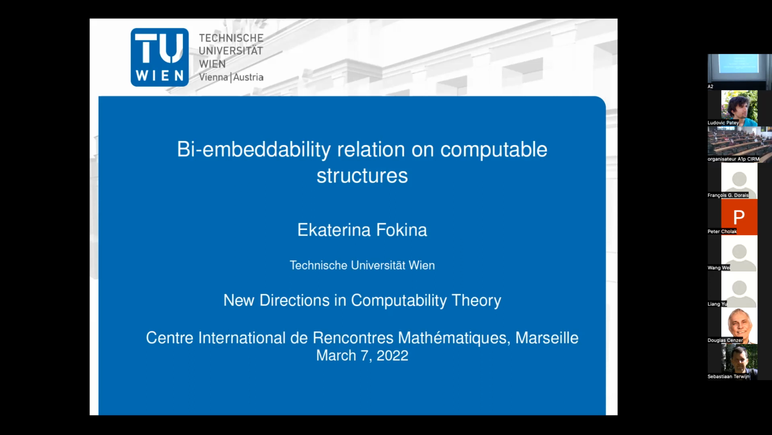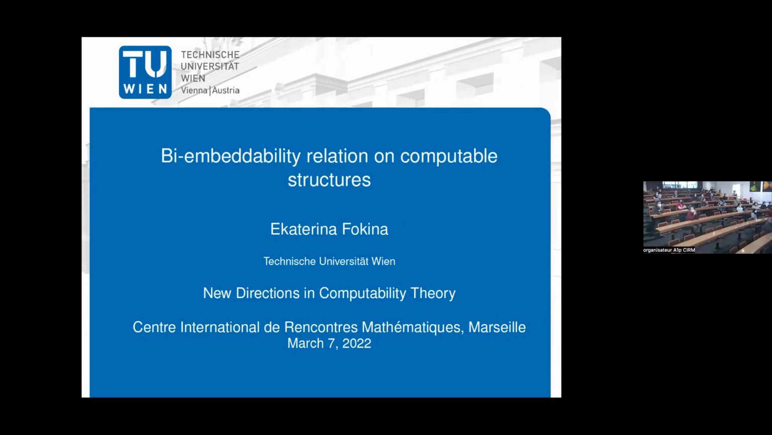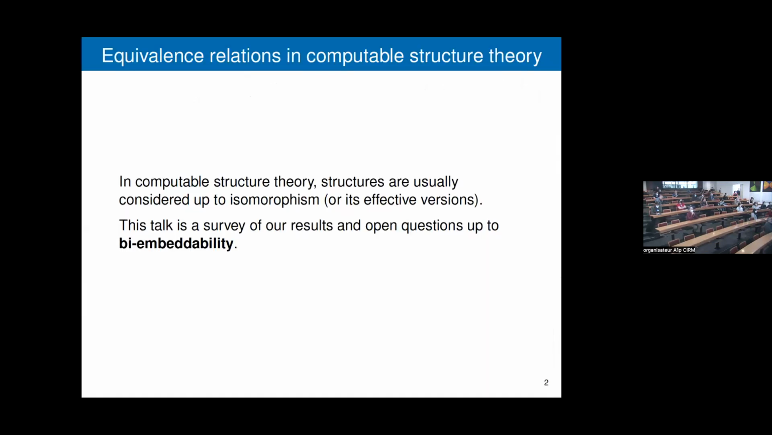A couple of weeks ago, I was asked about bi-embeddability, given another talk, and so I decided to give an overview of various areas where bi-embeddability appears in the context of computable structure theory. So it will be a summary of several directions and quite some open questions. If someone gets interested in those open questions, I'll be very happy.